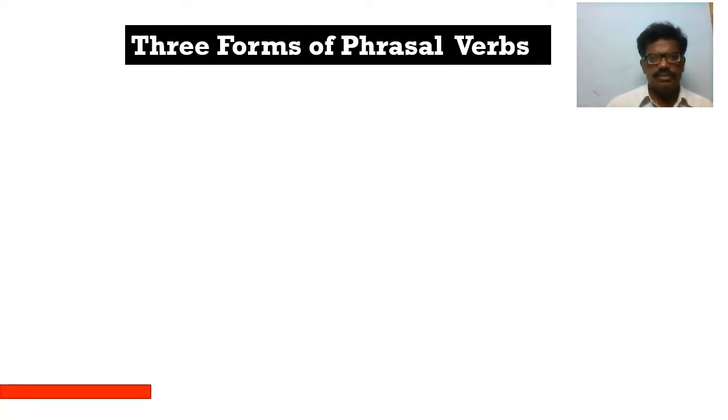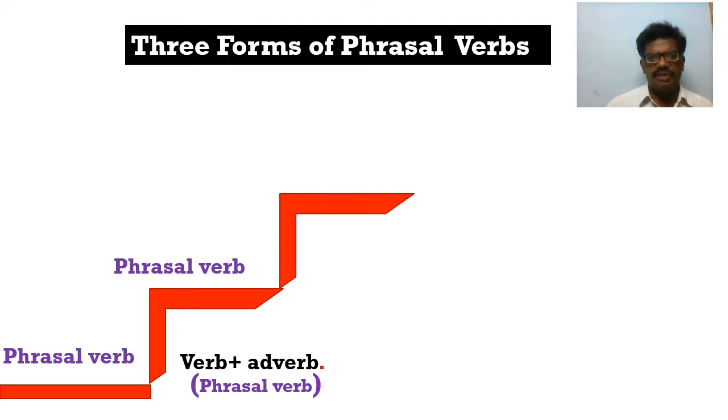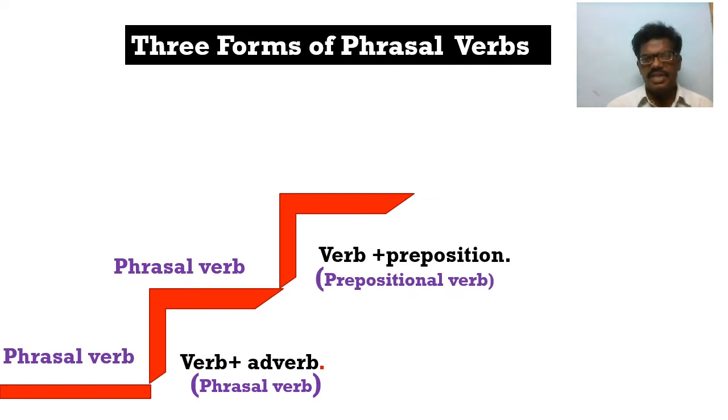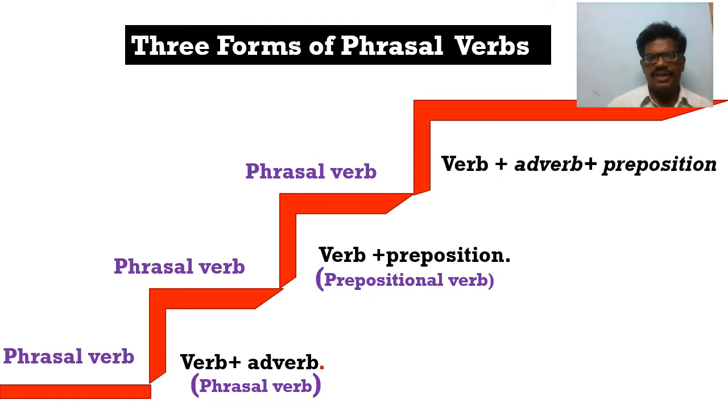Look at this. The first form of phrasal verb. When it is formed with a verb plus adverb, it is called phrasal verb. But when the phrasal verb is formed with verb plus preposition, it is called prepositional verb. But when the phrasal verb is formed with a verb plus adverb plus preposition, the phrasal verb is called phrasal prepositional verb. In this way, phrasal verbs may be called phrasal verb or prepositional verb or phrasal prepositional verb.